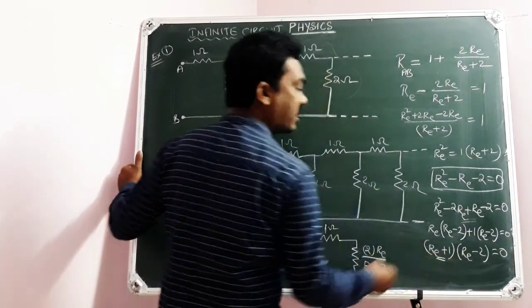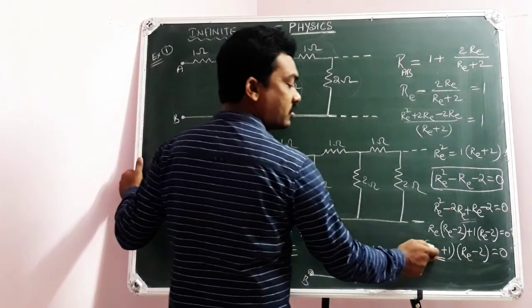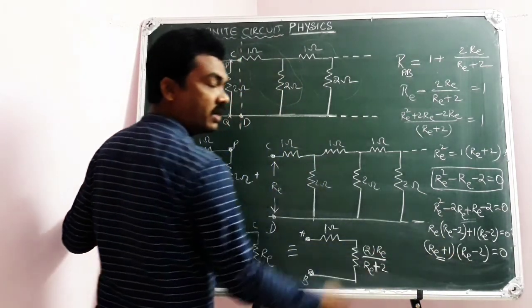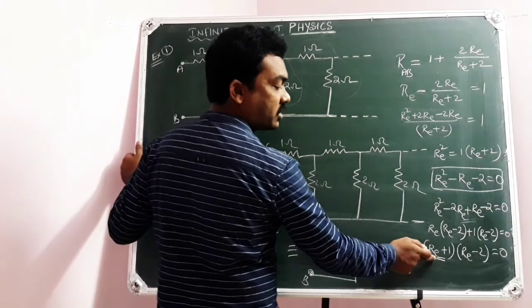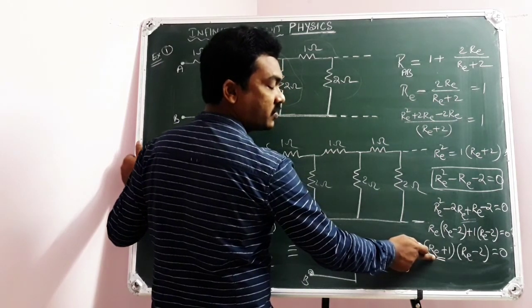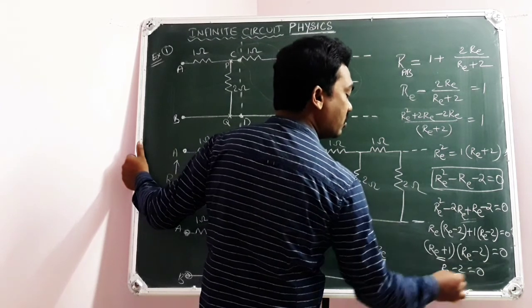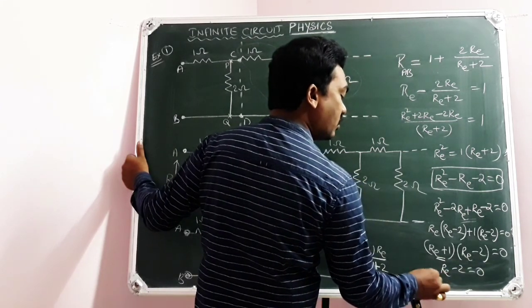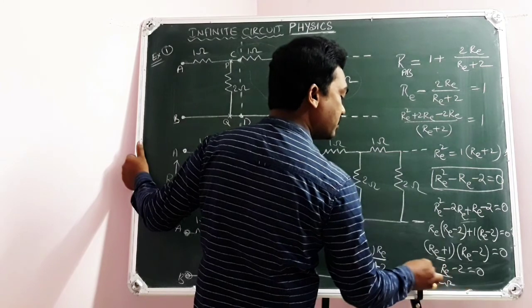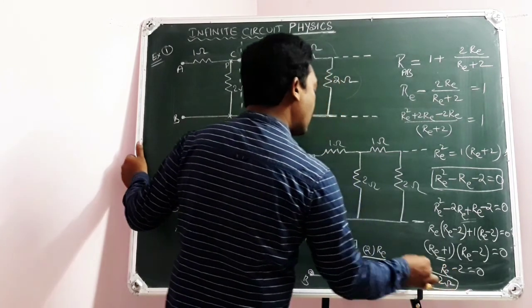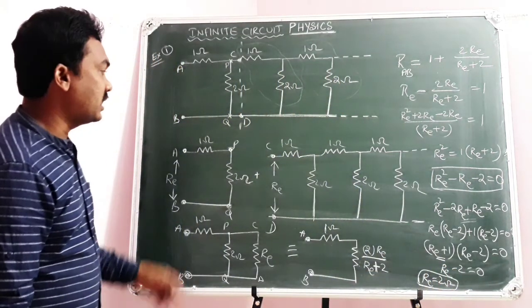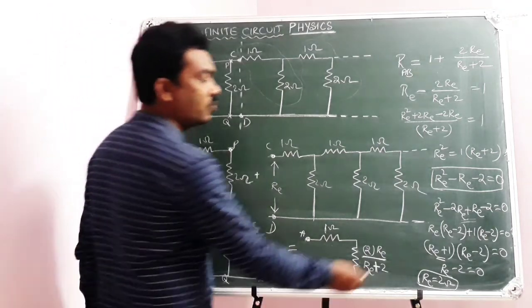Using first term, your RE will be negative. So product of two terms is 0, so either of them can be 0. But first is not possible because RE equal to minus 1, which is not possible. So RE minus 2 equal to 0. Then RE is equal to 2 ohm is the final answer. So equivalent resistance across AB is 2 ohm.